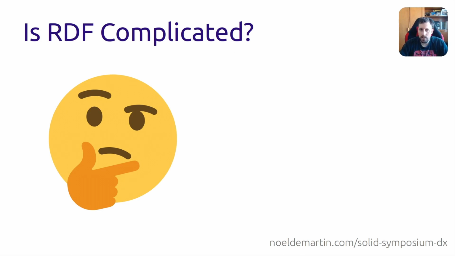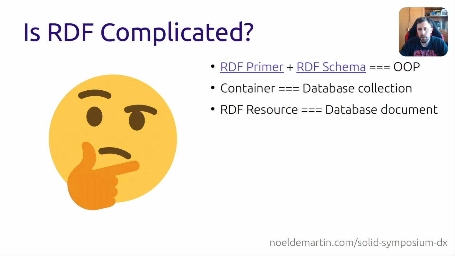For example, when I started, I made these mappings in my head and it was quite useful. I thought of RDF and RDF Schema as object-oriented programming, where we have classes and properties. Also, I thought about a container in a pod as a database collection, and I thought of each resource in the container as a database document. And using this mental mapping, I think it makes RDF a lot more approachable and easy.